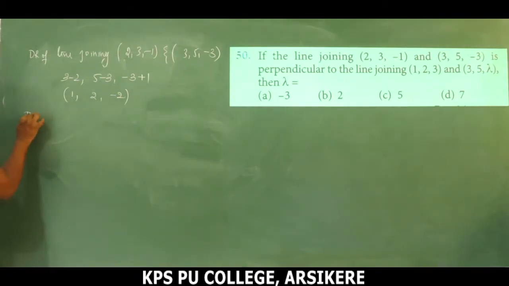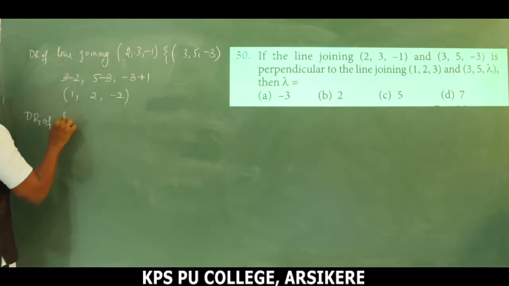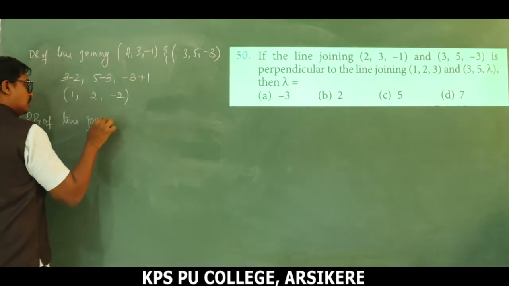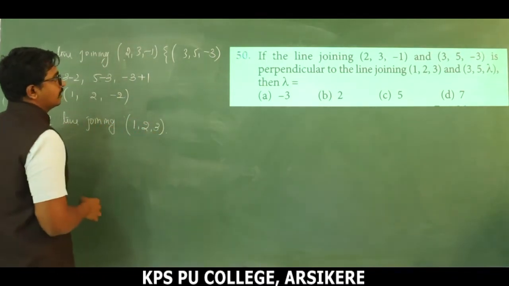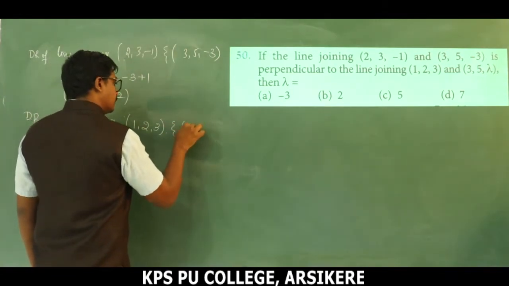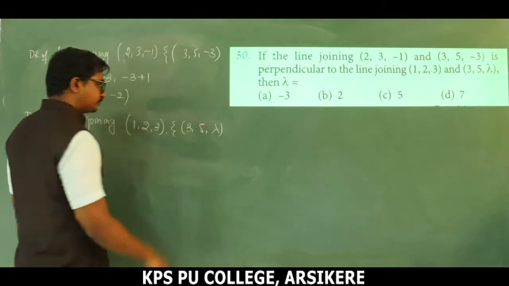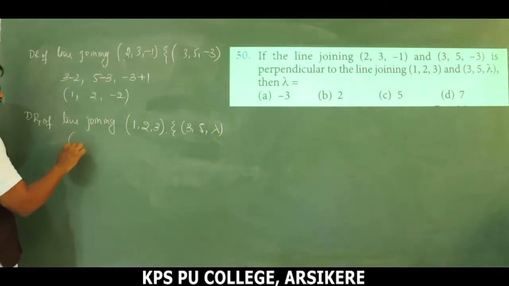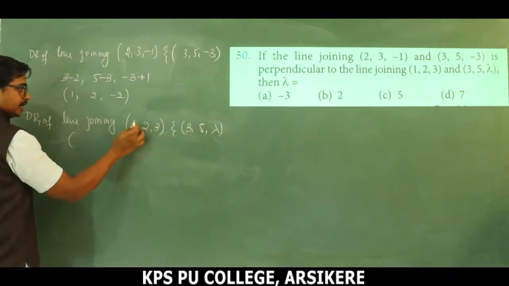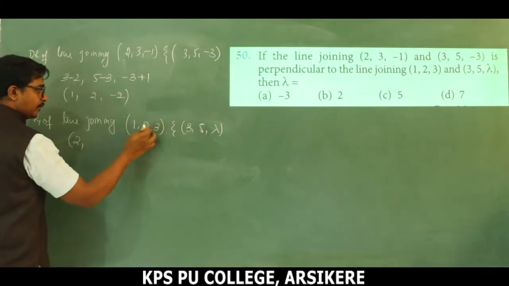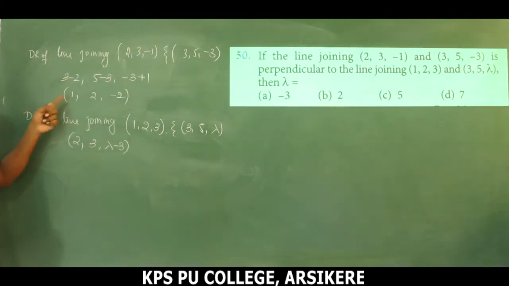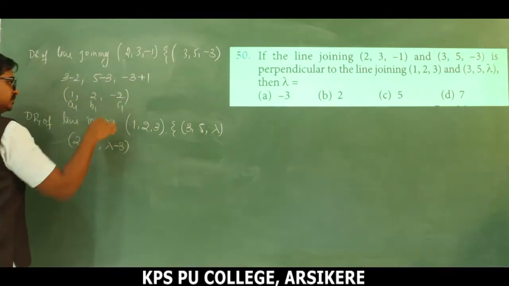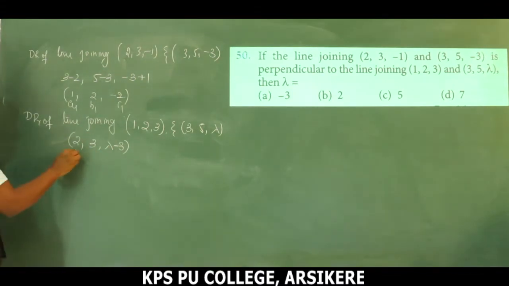And another one, direction ratios of the line joining the second points 1, 2, 3 and 3, 5, lambda. For the direction ratios, directly I will write this as 3 minus 1, which gives us 2, 5 minus 2 is 3, lambda minus 3. These are A1, B1, C1, the direction ratios of line L1, and this is A2, B2, C2, the direction ratios of line L2.